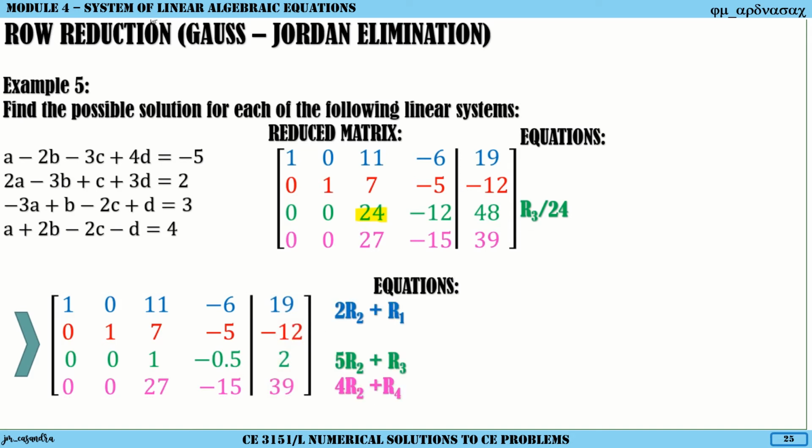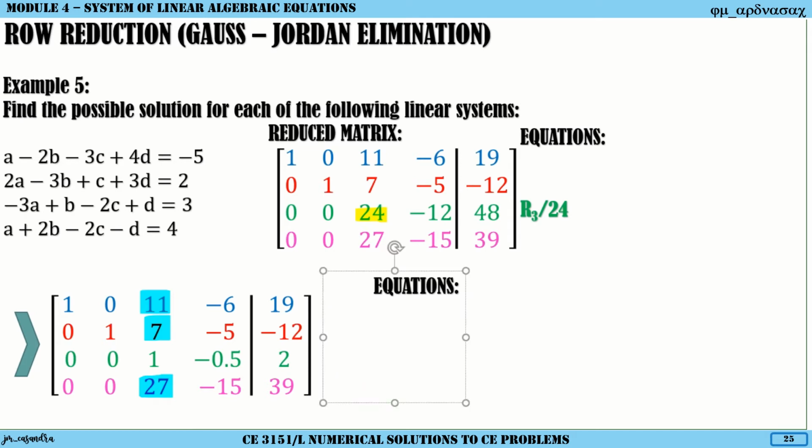So next step, we reduce the remaining elements in the third column to 0, and we'll now be applying the following equations. For row 1, we'll have R1 minus 11R3, and then for row 2, that will now be equivalent to R2 minus 7R3, and then for the fourth row, we'll have R4 minus 27R3.